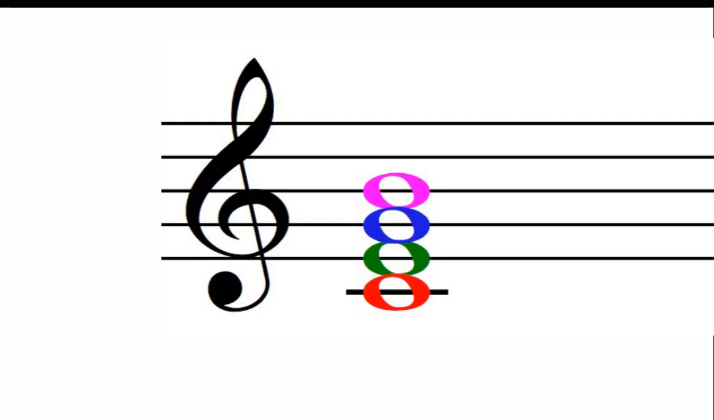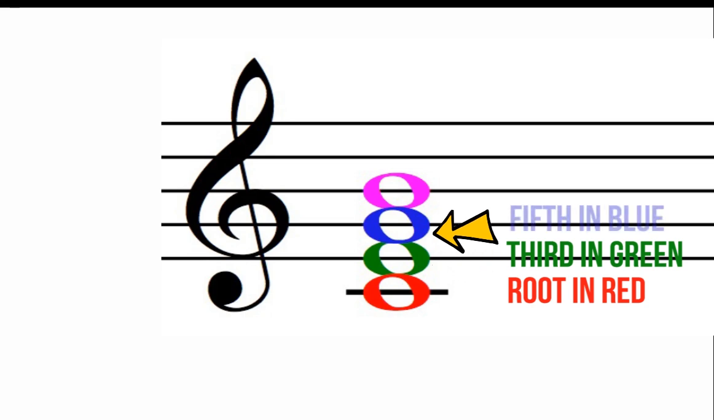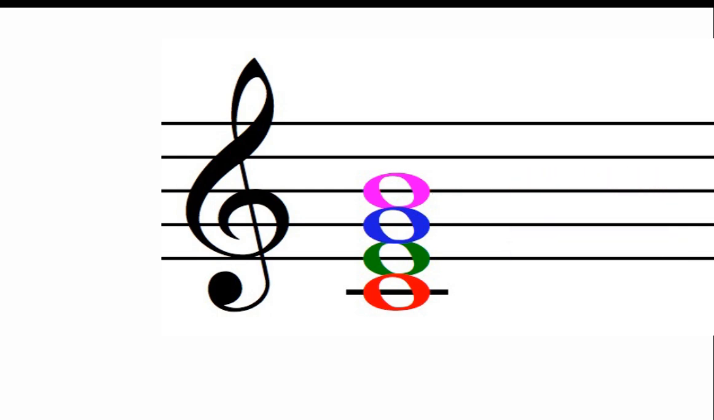So here we have a seventh chord, and again, we're going to use colors for the time being to associate pitch with chord member, where it is in the chord. Just like before, roots are in red, thirds are in green, fifths are in blue, and now sevenths, a new color, are in pink. And this is just a way to keep track of what's what in the chord.